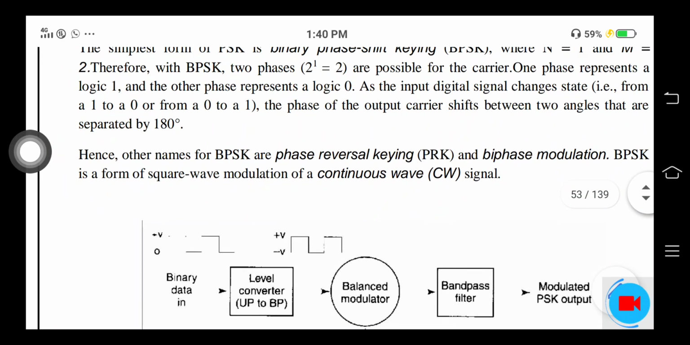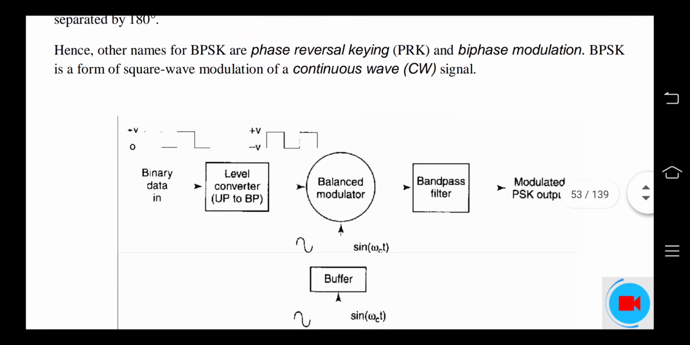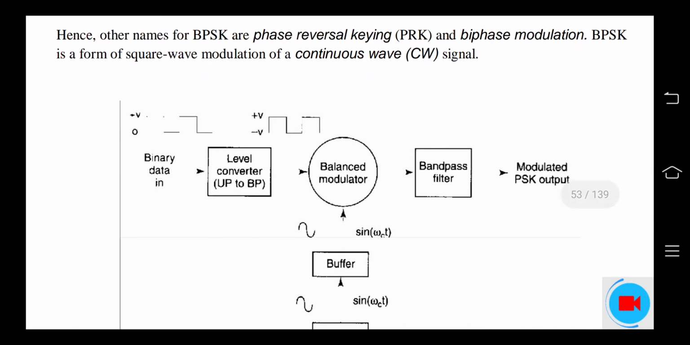And also I will explain the block diagram of BPSK. Here you can observe the input low and high voltages. Here is the binary data in. Then you apply a converter using a band pass filter, and then apply the modulator.